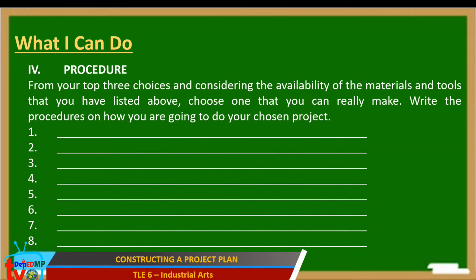Now, from your top 3 choices and considering the availability of materials and tools you have listed above, choose one that you can really make. Then write the procedures on how you are going to do your chosen project.